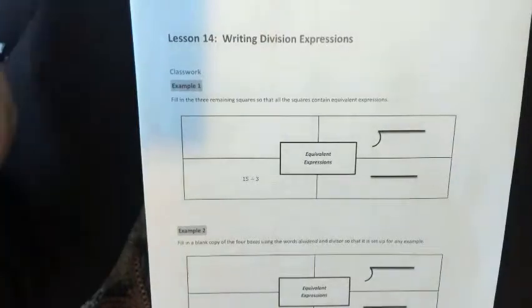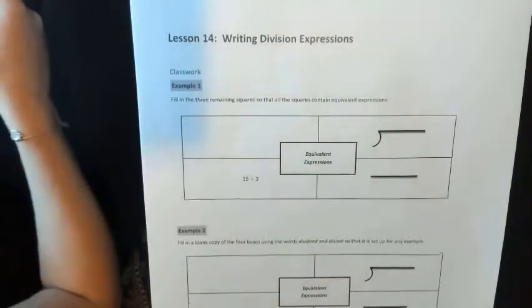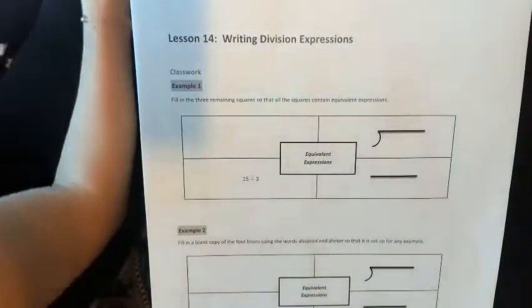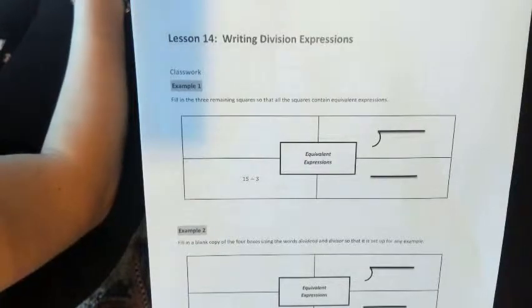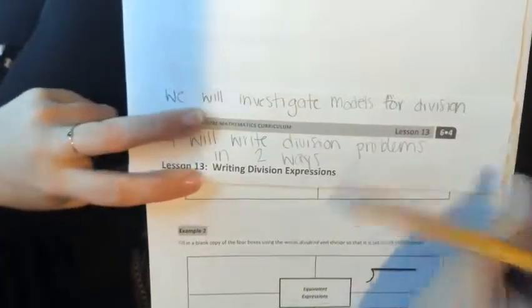It's lesson 14. Again, I'm filming this on the same day as I filmed the other one, so I don't have my book. Can't tell you what page it is. It's on your daily activity sheet. This is just to serve as a continuation from yesterday's lesson. So our I will, we will statements are the same. We will investigate models for division, and then you'll write division problems in multiple ways.